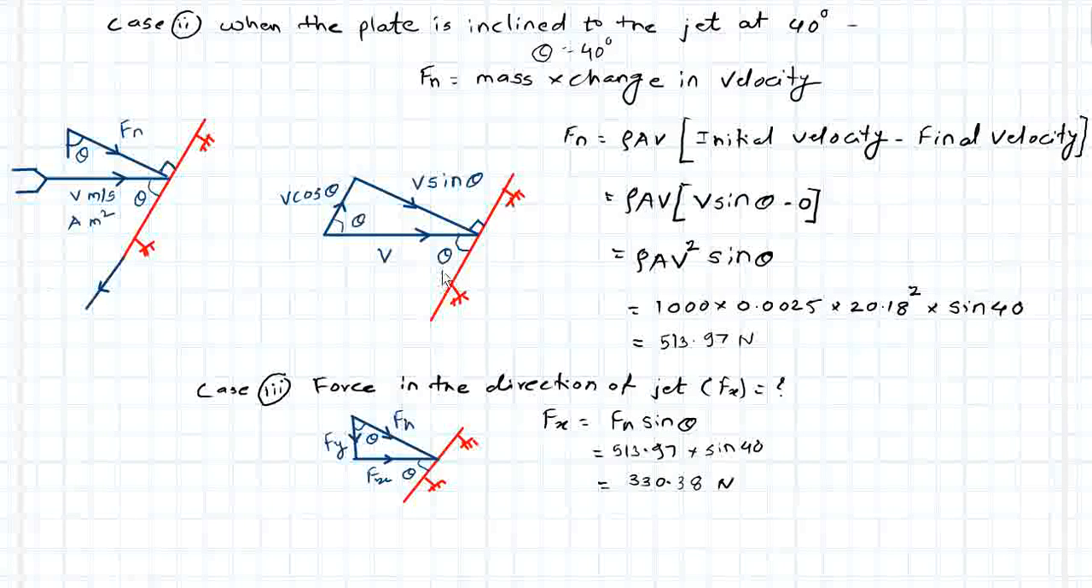After putting the respective values, we get the value of Fx in terms of Newtons. Here we have to calculate the normal force and the force in the direction of the jet.